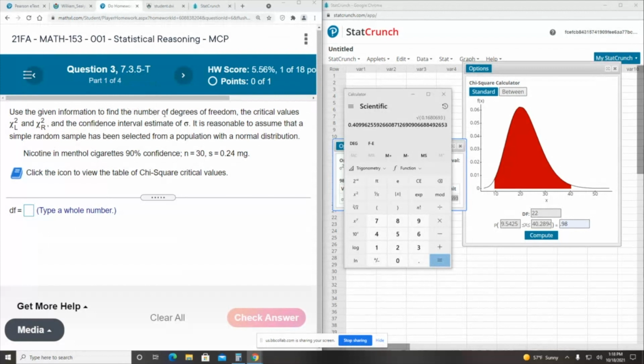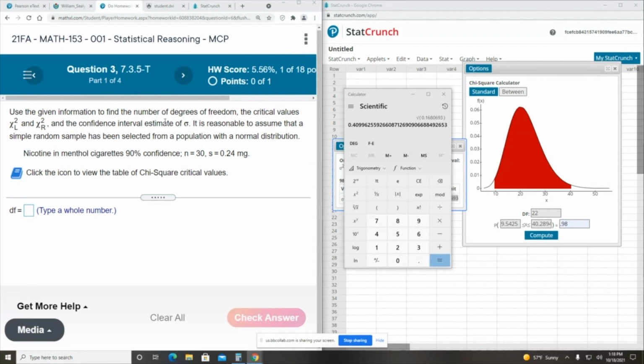Hello everyone, here's a problem that's very typical for Chapter 7, Section 3. Let's walk through it together. Use the given information to find the number of degrees of freedom, the critical values of the left and right chi-squareds, the confidence interval estimate for sigma, the standard deviation.